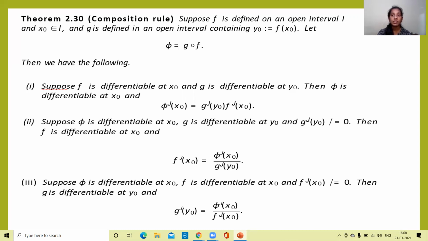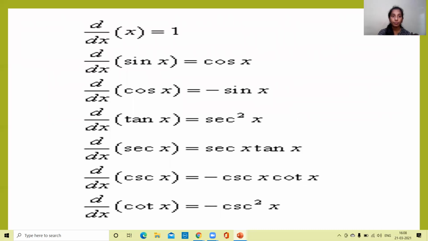Let's see some examples of differentiability. Here we have d by dx of x is equal to 1, d by dx of sin x is equal to cos x, d by dx of cos x is equal to minus sin x, d by dx of tan x is equal to secant square x, d by dx of secant x equal to secant x into tan x, d by dx of cosecant x is equal to minus cosecant x into cot x, and d by dx of cot x is equal to minus cosecant square x. Here, all these functions are differentiable, hence we can find the derivatives of these differentiable functions.